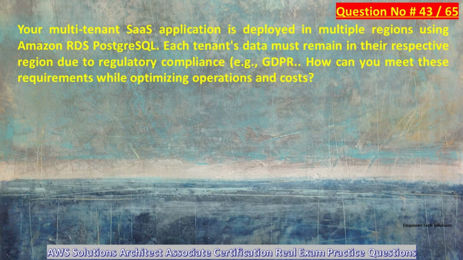Your multi-tenant SaaS application is deployed in multiple regions using Amazon RDS PostgreSQL. Each tenant's data must remain in their respective region due to regulatory compliance, e.g., GDPR. How can you meet these requirements while optimizing operations and costs?